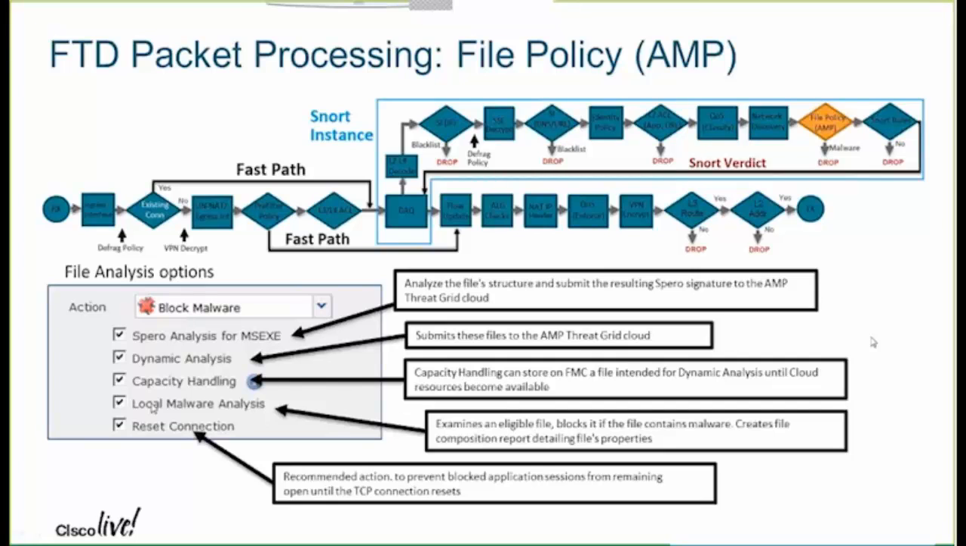And local malware analysis basically indicates that if it examines a file and it contains malware, it directly creates a report of the file indicating why it was considered as a malware. And then the recommended action is reset. So basically we do not permit the traffic to pass through, and we straight away block that connection and prevent the file transfer from happening.